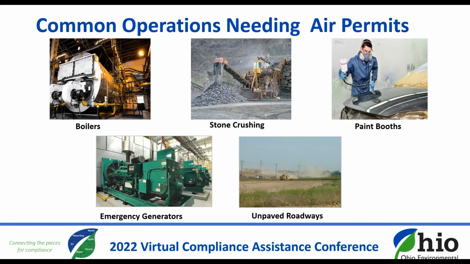Some common operations, and this is not an exhaustive list, but these are common sources that we see: boilers, stone crushing, paint booths, a lot of paint booths, unpaved roadways. We're seeing a lot more emergency generators. Those are very, very common. Does everything need a permit? Not necessarily.